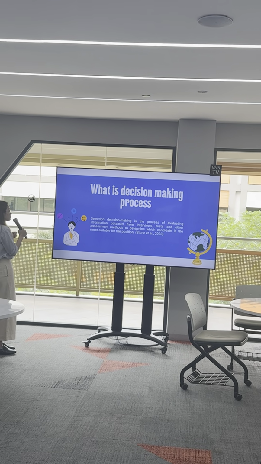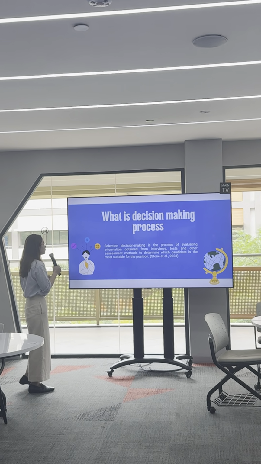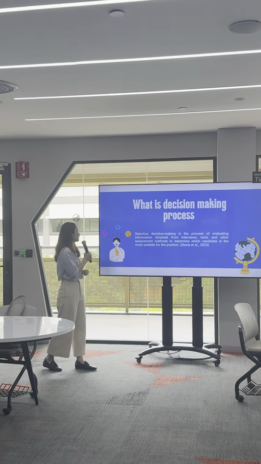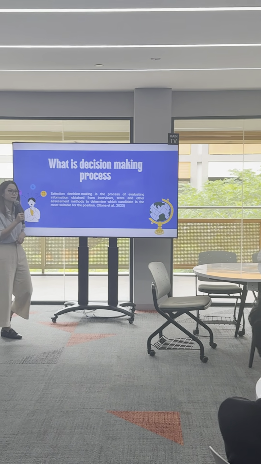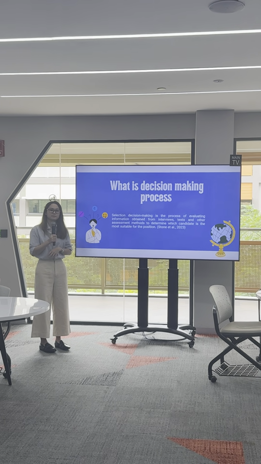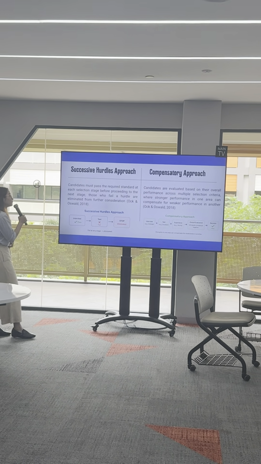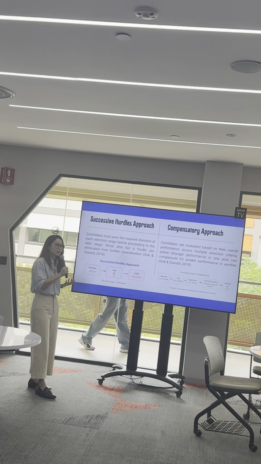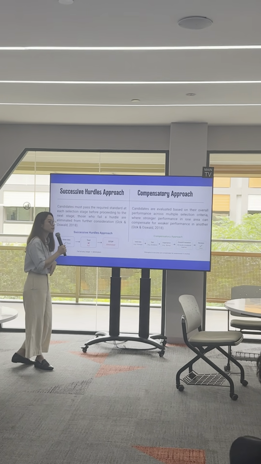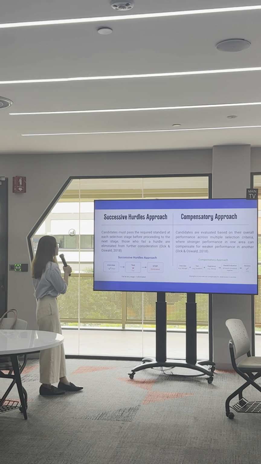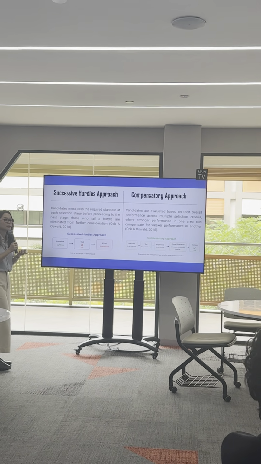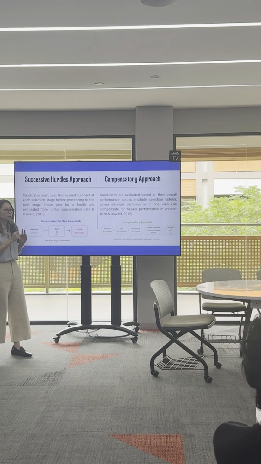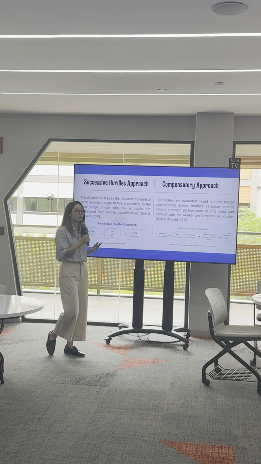Selection decision making is a process of evaluating information obtained from interviews, tests, and other assessment methods to determine which candidate is the most suitable for the position. There are two approaches for organizations to do the decision making: the successive hurdles approach and the compensatory approach. The successive hurdles approach requires that the candidate must pass the standard at each selection stage before proceeding to the next stage. Those who fail a hurdle are eliminated from further consideration.